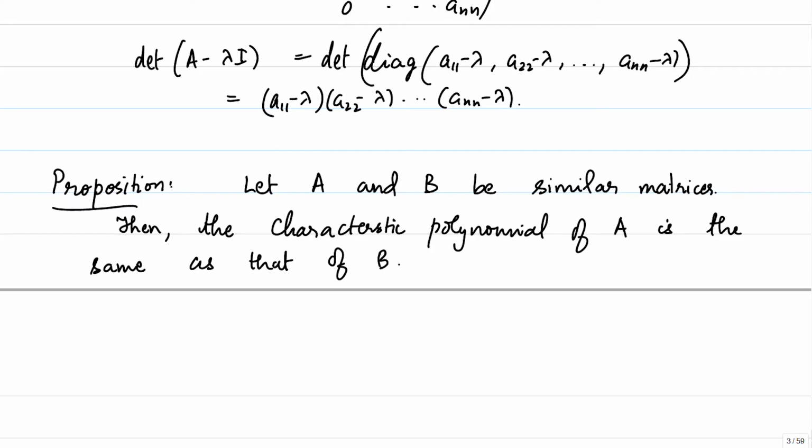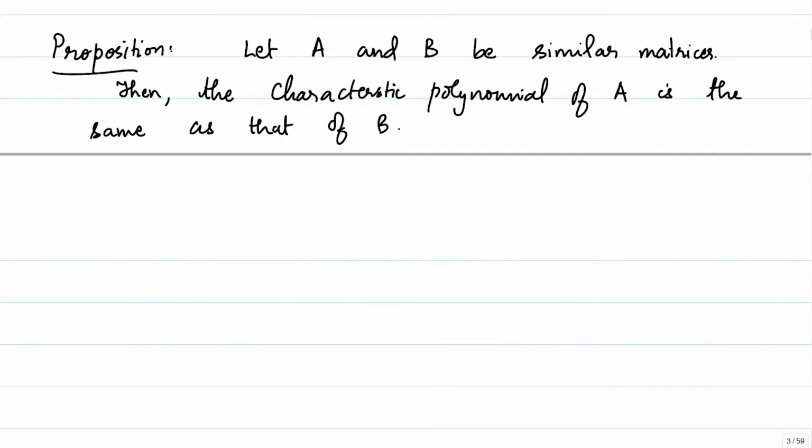Let's give a proof of this and then discuss the implications of the proposition. Notice once more, the proposition tells us that the characteristic polynomial is invariant under similarity. In other words, if you have two similar matrices, the characteristic polynomial is the same. Let's look at a proof of this.